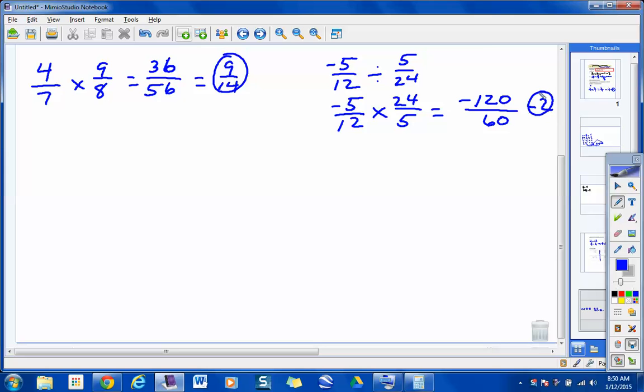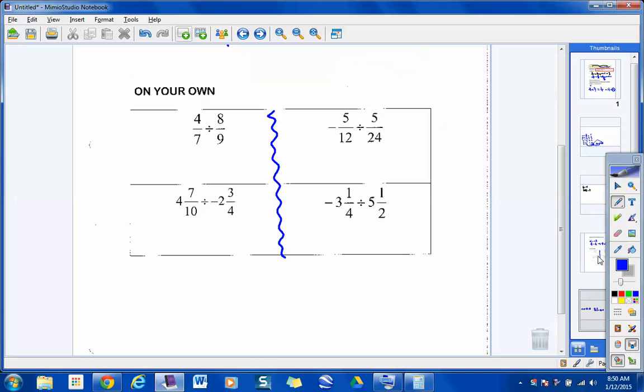Good. So go back to this page right here. I'm going to write down the first 2 answers. What do we get here? And this was negative 2.